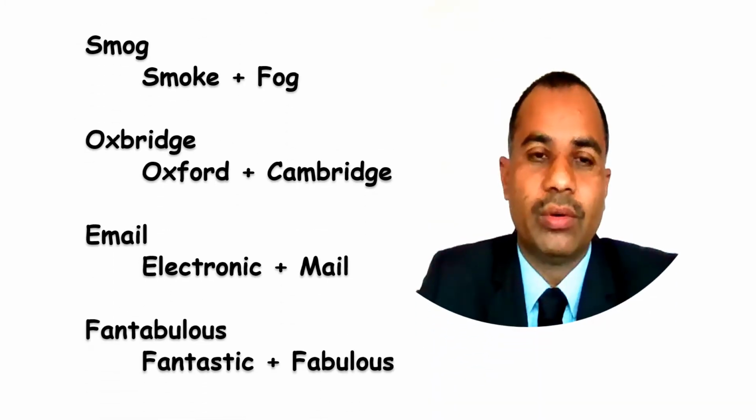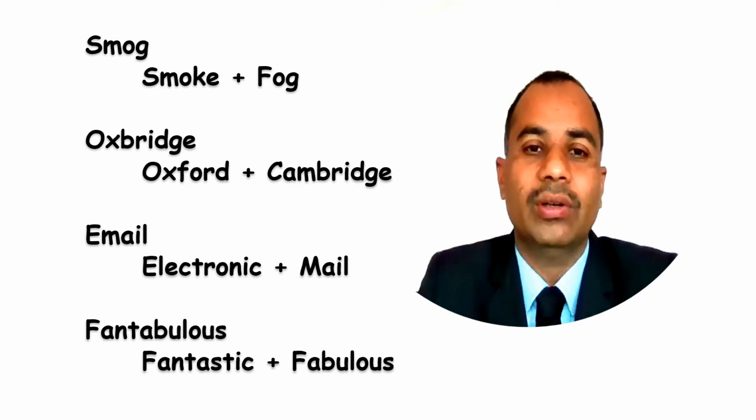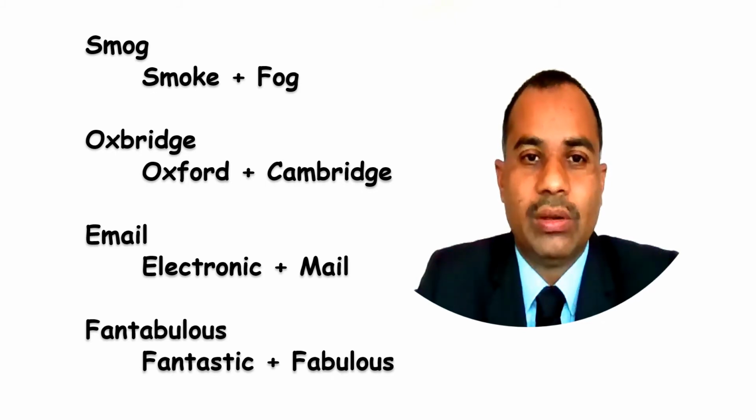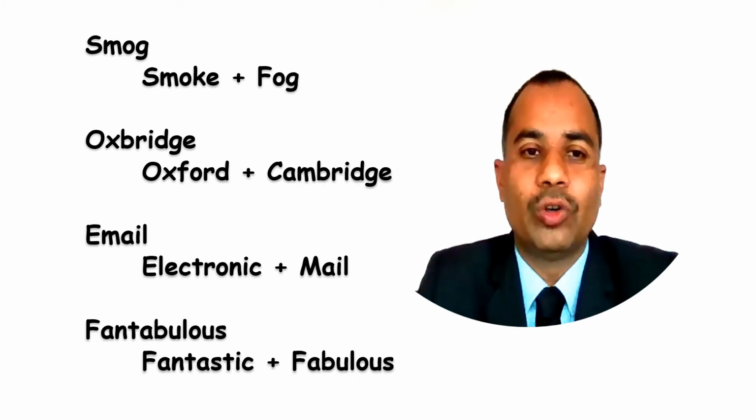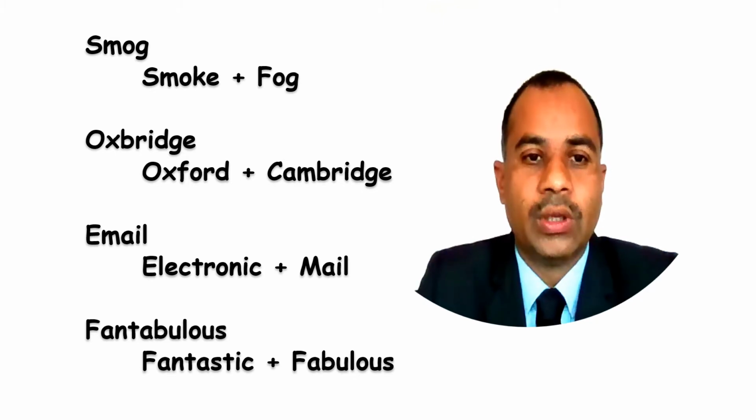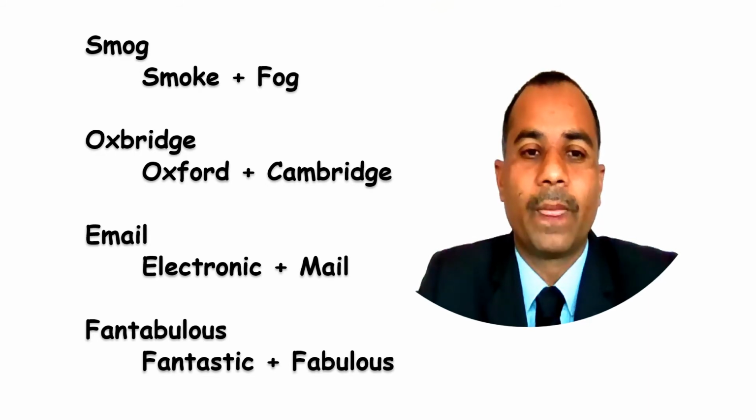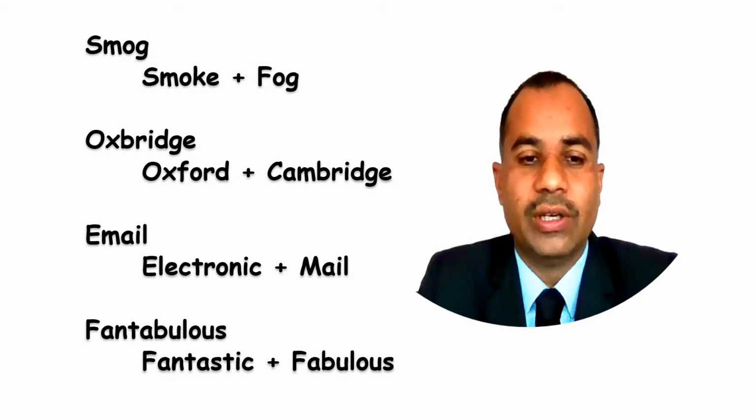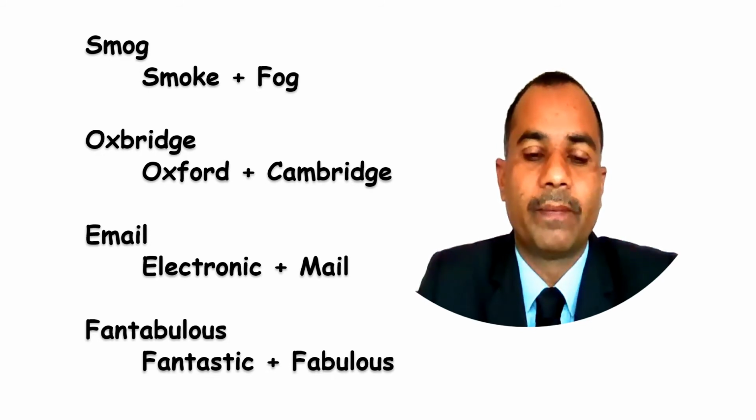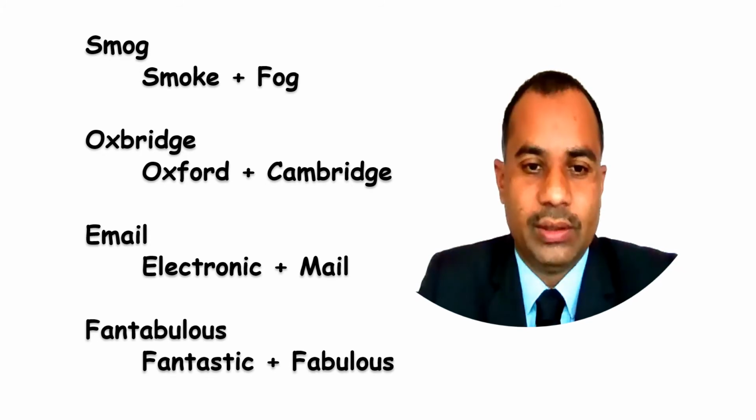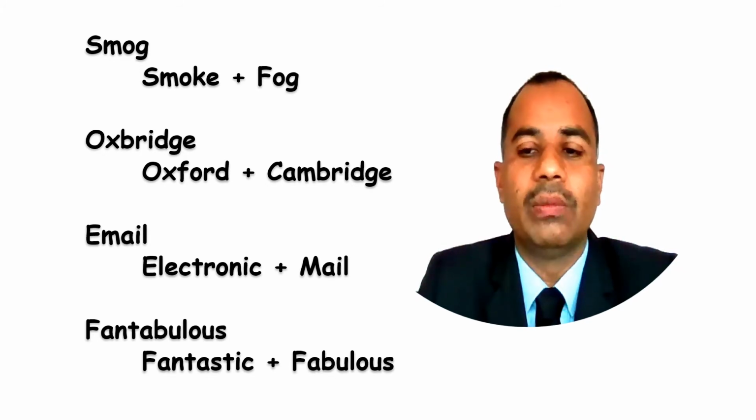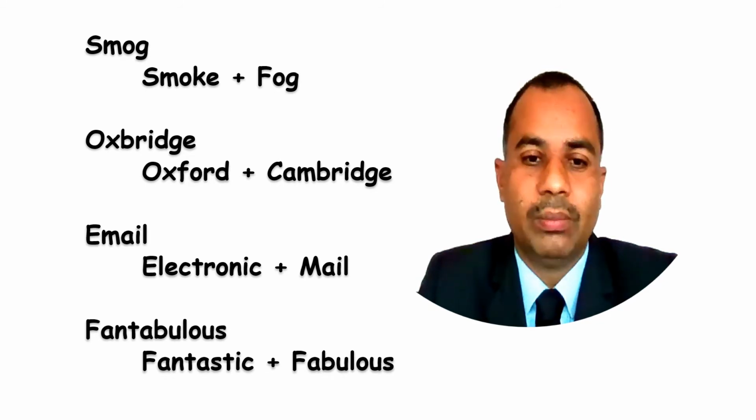Then we have smog. We see smoke sometimes, and we have a foggy atmosphere sometimes. When these two elements come together in the atmosphere, we call it smoggy atmosphere, smog. Then we have Oxbridge. This word is comprised of Oxford and Cambridge, University of Oxford and University of Cambridge together. Then we have email, electronic mail. We clipped the first part, electronic, but retained mail as it is, and made a blend.